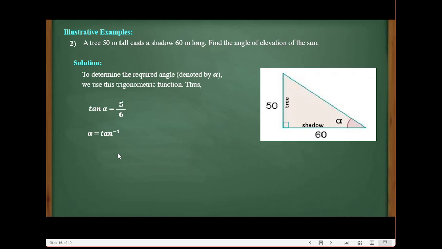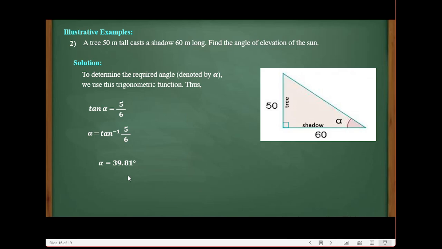Okay, let us continue at this point. So we have alpha. From this equation, tangent of alpha equals 5 over 6. Transforming this equation for alpha, that will be alpha equals arctangent of 5 over 6. And using your scientific calculator, you press the shift or the second function key, followed by the tangent key, and then you type 5 divided by 6, and then press the equal sign. You will get the measured angle alpha, which is 39.81 degrees.